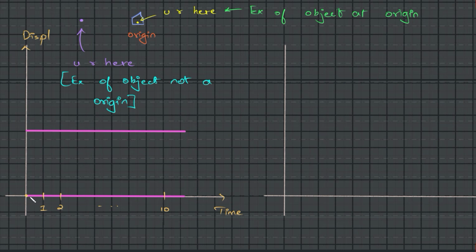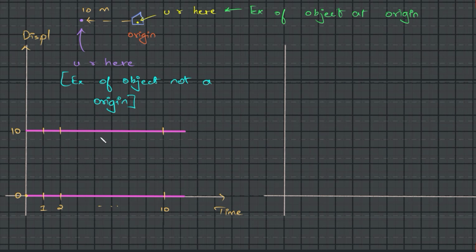At origin means what? After 1 second, the object is still at origin. 2, it's still at origin. 10, it's still at origin. Origin being your 0. And say this is 10 meters away. So the person is sitting around 10 meters away, outside the house somewhere. So even after 1 minute, he or she is sitting at that point only. So at minute 2, you are sitting over there itself, and at minute 10, you're still sitting over there. So this indicates that the object is stationary.